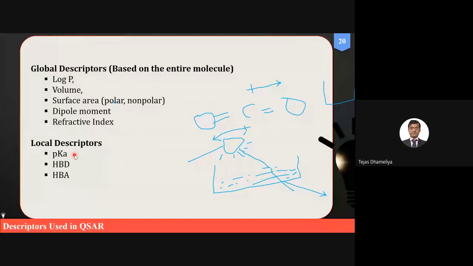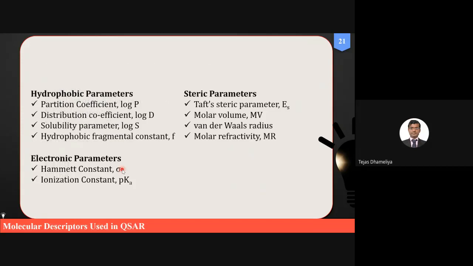Hydrogen bond donors and acceptors are local descriptors. Suppose I ask how many hydrogen bond donors are present in tertiary butanol; that is related with OH, not related with the tertiary butyl group. These are the descriptors which are going to describe the local portion of the molecule, a local fragment of the molecule, and the property they describe in this way is called a local descriptor. Okay. Other kinds of molecular descriptors we will be visiting in our coming slides.